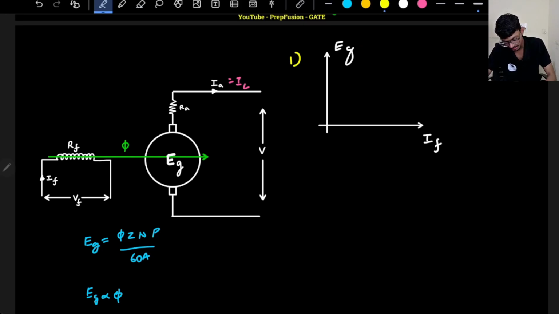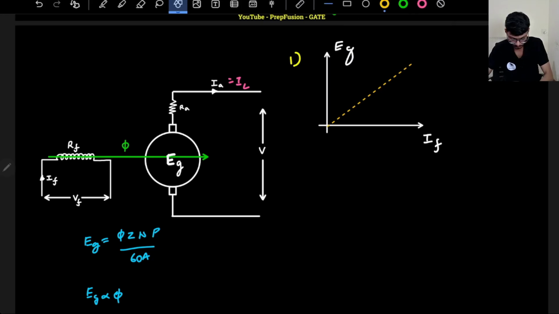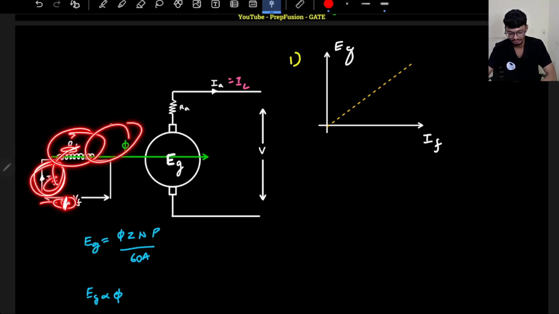So roughly it will be almost linear. Roughly it seems to be almost linear, but it will not be exactly linear. I will explain why. So why will it not follow a linear relationship? Because what am I doing? I'm connecting a voltage source here and gradually increasing the voltage, that is, gradually increasing the field current, and due to that increase in field current, the flux is gradually increasing.